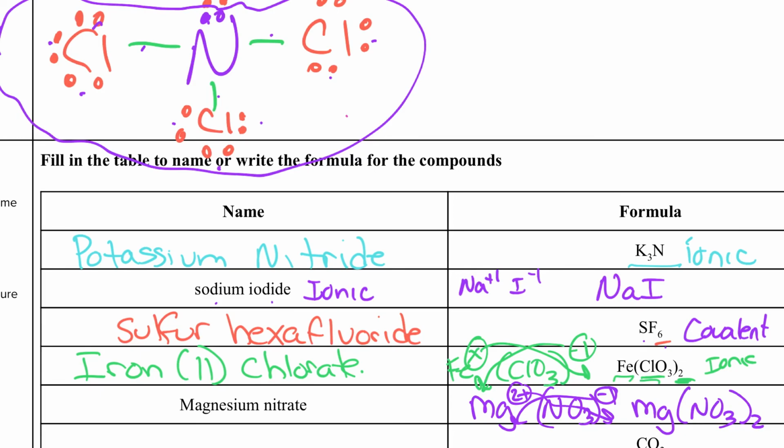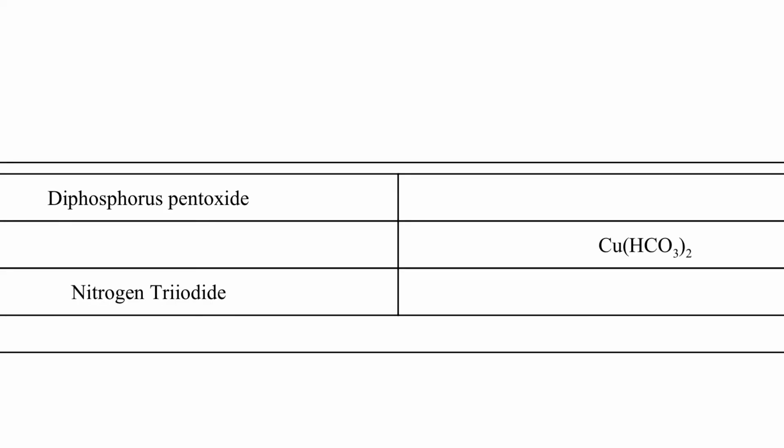Our next example is CO2. Carbon's a nonmetal, oxygen's a nonmetal, so this is covalent. So we use our covalent naming conventions. So we write carbon, and then O2, dioxide. Our next example would be diphosphorus pentaoxide. So diphosphorus, so phosphorus is P, and there's 2 of them. Pentaoxide means oxygen, and there's 5.